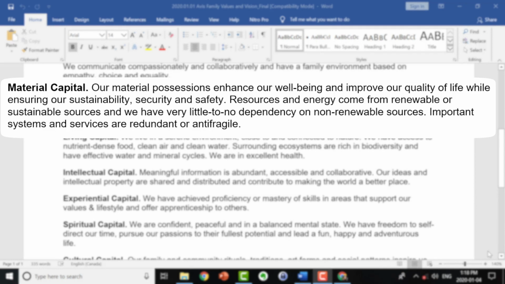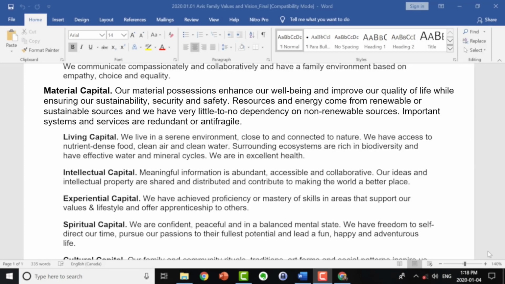Our statement is our material possessions enhance our well-being and improve our quality of life while ensuring our sustainability, security, and safety. So you're seeing there are some elements of our values embedded in there in terms of how the things we own or have access to support our values.